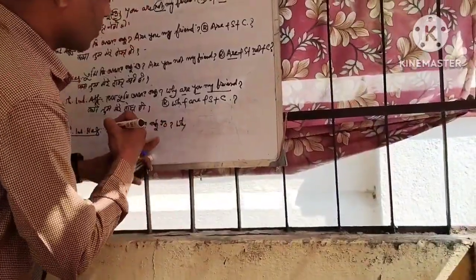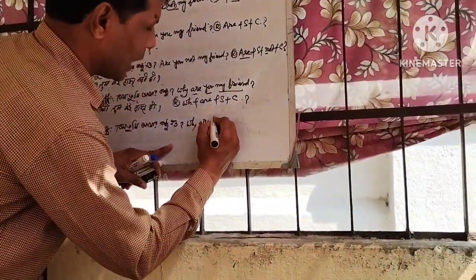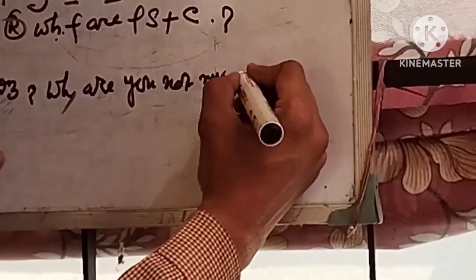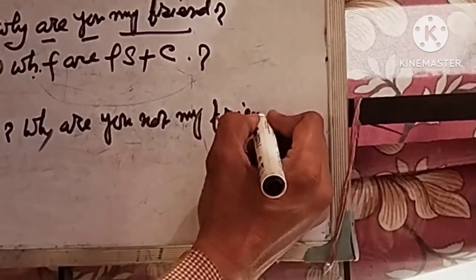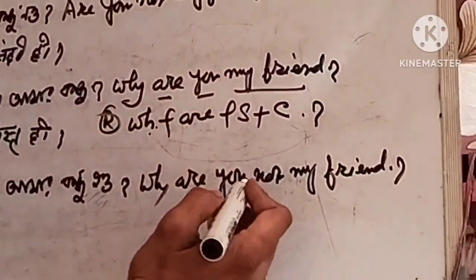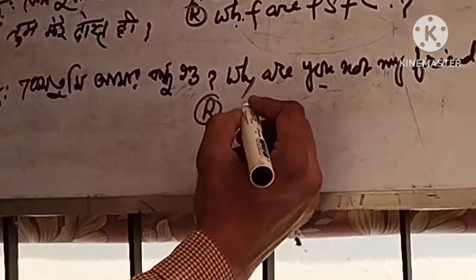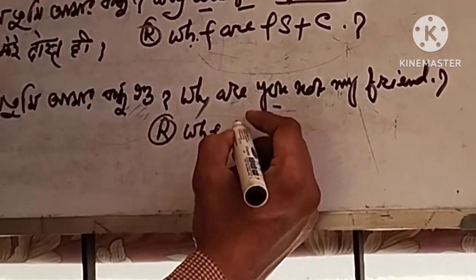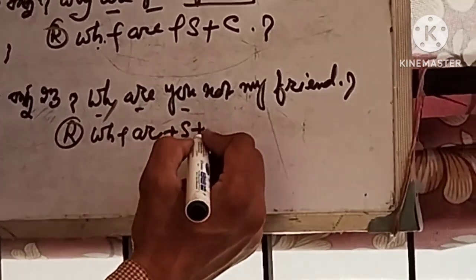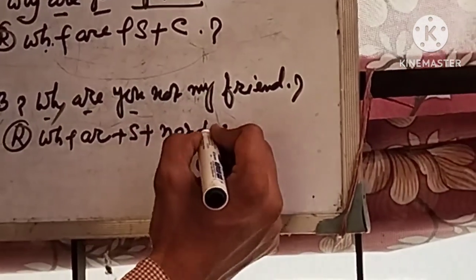In English, what will it be? Why are you not my friend? Yes, why are you not my friend? Clear? Only use not. Same: only use not after the subject. Rule: what is the rule here? WH word plus are plus subject, any subject will be used here, plus not plus complement. Clear?